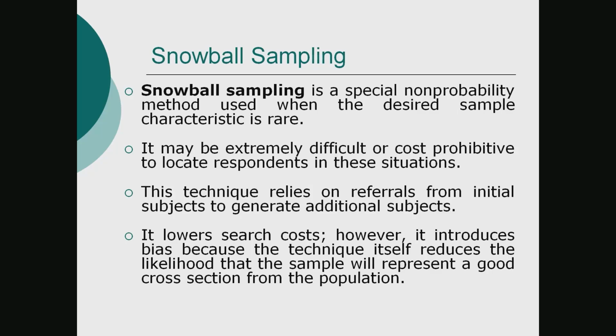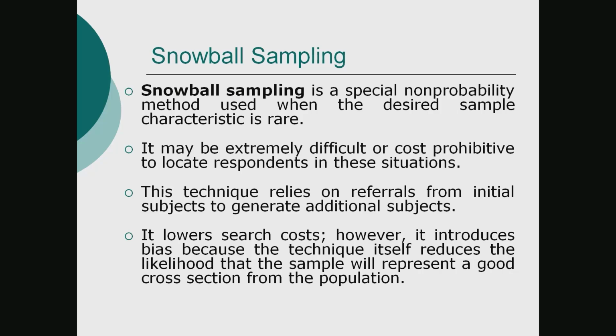The final one, snowball sampling. Snowball sampling is a special non-probability method used when the desired sample characteristic is rare. It may be extremely difficult or cost prohibitive to locate respondents in these situations. This technique relies on referrals from initial subjects to generate additional subjects. It lowers search cost. However, it introduces bias because the technique itself reduces the likelihood that the sample will represent a good cross-section from the population.